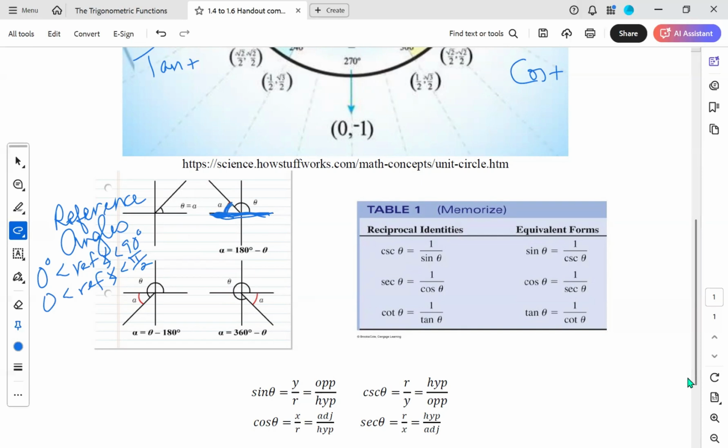That is 180 minus theta. Here's your 180 degrees. So it's 180 minus theta, or it's pi minus theta.